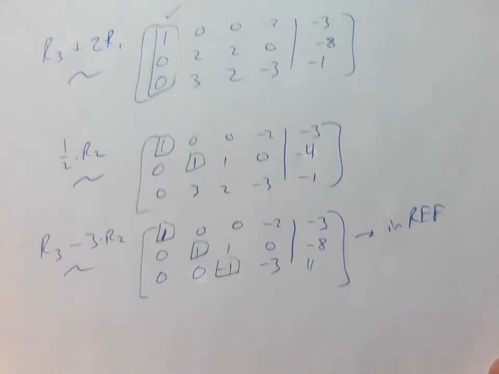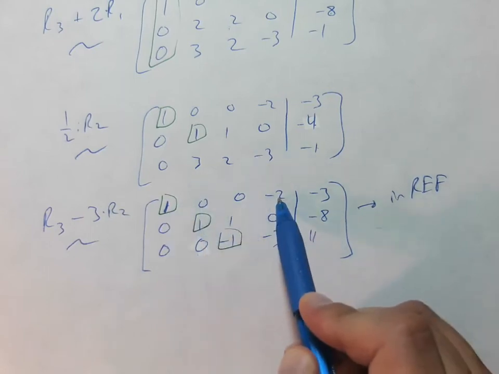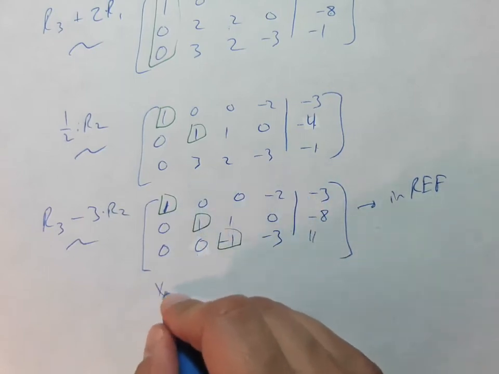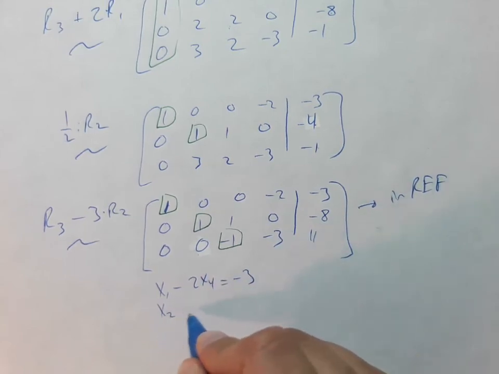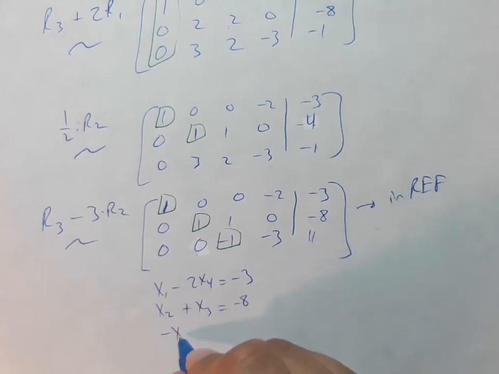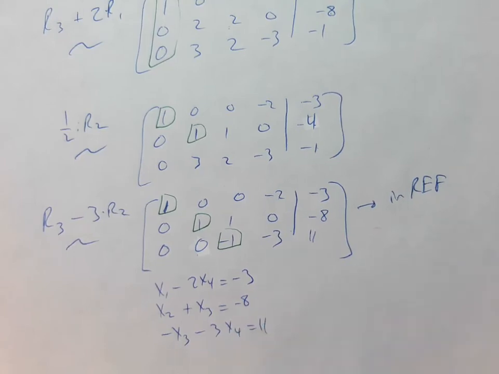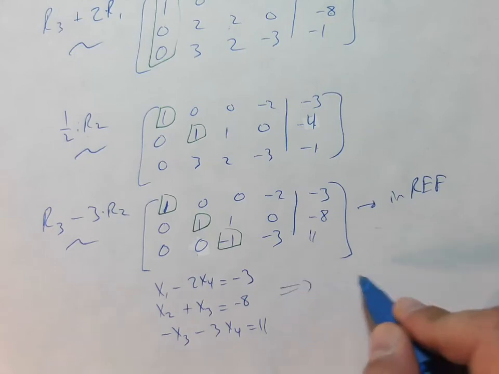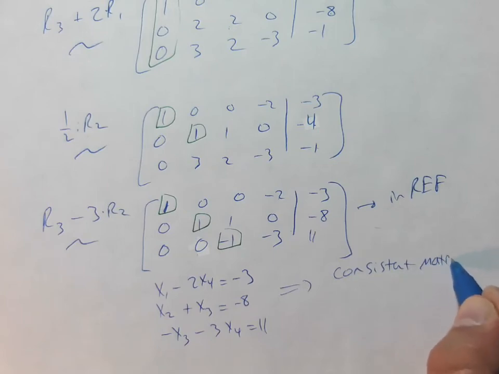And if we write out the equations, we don't get something that's weird, right? So the first line says x1 minus 2x4 equals minus 3. Right, the second line says x2 plus x3 equals minus 8. The third line says minus x3 minus 3x4 equals 11. And that's fine. Right, so this is consistent. We don't get 0 equals not 0. It's a consistent matrix. And so that means a solution exists.